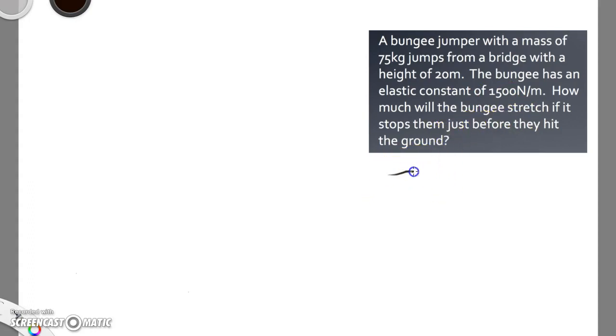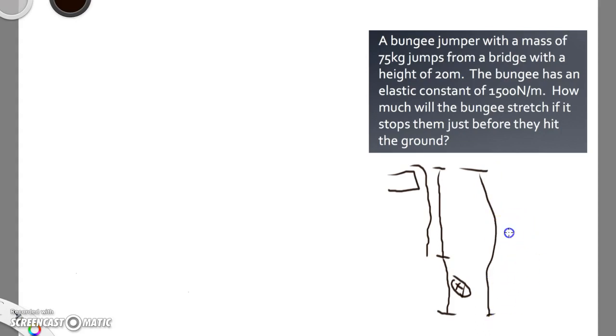So if we can imagine, this is our little bridge here. We're going to jump off. This is maybe how long the bungee cord would be if they were just hanging there. And then this is how much it's going to stretch. Okay, so we'll call this x. And so here we're trying to find out what x is. And then we'll call this total height here 20 meters.